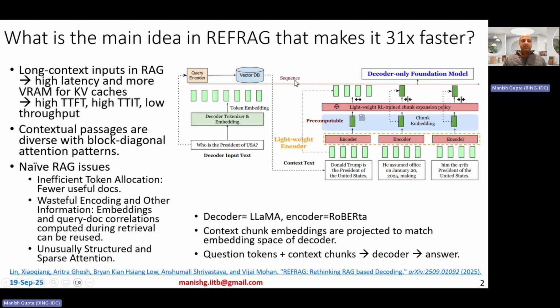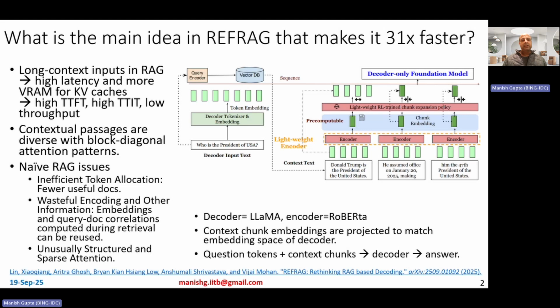So let's start with what are the major issues in retrieval augmented generation. Retrieval augmented generation oftentimes has long context input. Let's say for a given query you retrieve 10 different documents, and if each of them is 500 tokens, that comprises 5,000 tokens worth of long context input. That leads to higher latency in terms of inference and obviously more VRAM for key value caches, because the key value caches have to be retained for all of those context tokens.